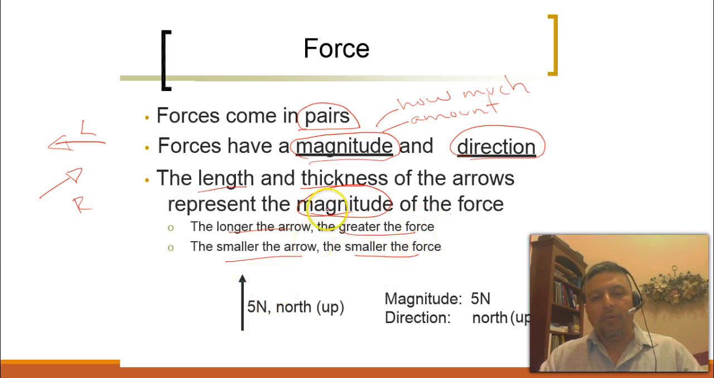Look at these two examples. In relation to magnitude, we have 5 newtons right here, it says right there, and also going north or upward. That will be direction, going north. Very simple. Let's move on to the next thing.